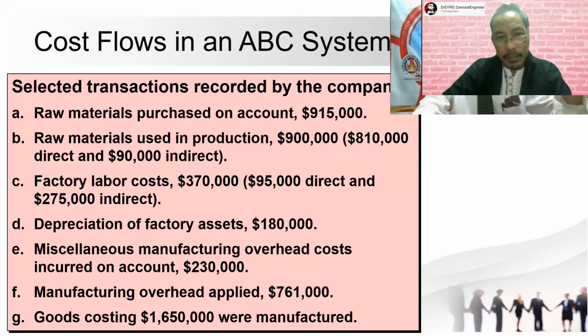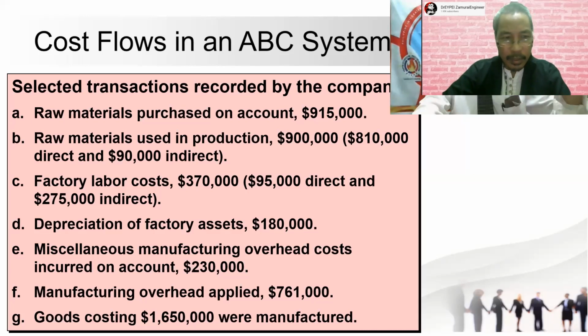Cost flow in activity-based costing system. Selected transactions recorded by company. A, raw materials purchased on account. So let us think about this. These are the list of transactions being recorded by a particular company. Number 1, raw material purchased on account. This is a bookkeeping activity. So they recorded $915,000 for raw material purchase.